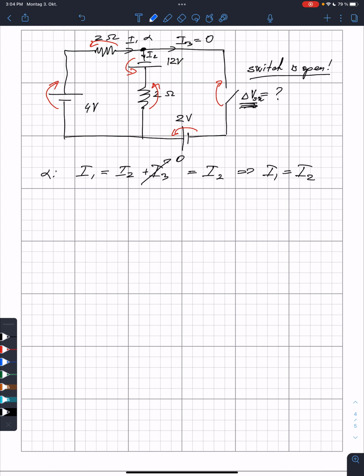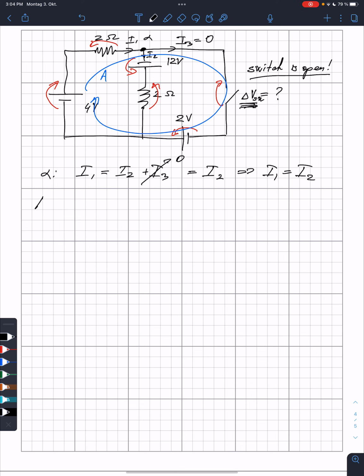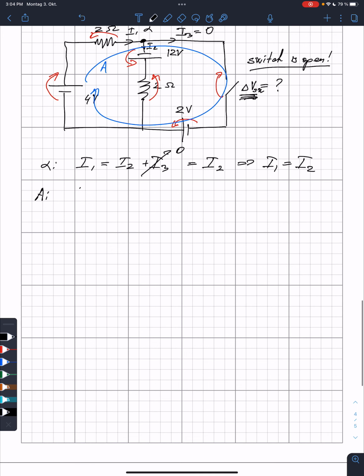So the next step is to define the loops. Let's consider this large loop over here. I'll call it A. We can introduce other loops as well, like loop B, but maybe this is sufficient already. For the loop A, I will write the loop rule.